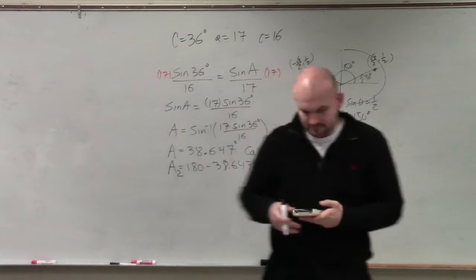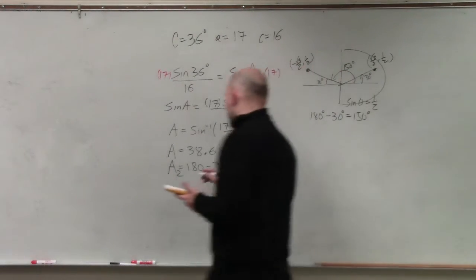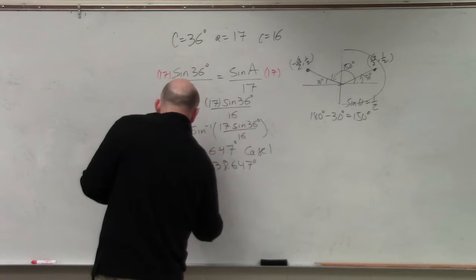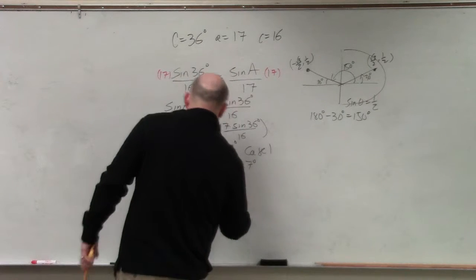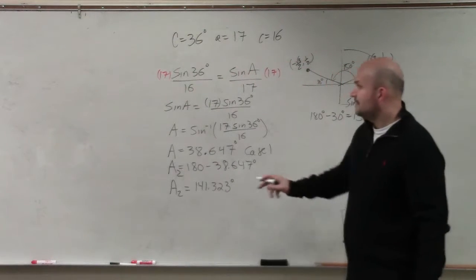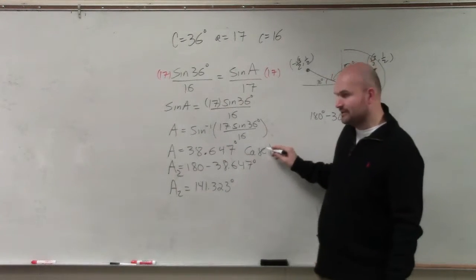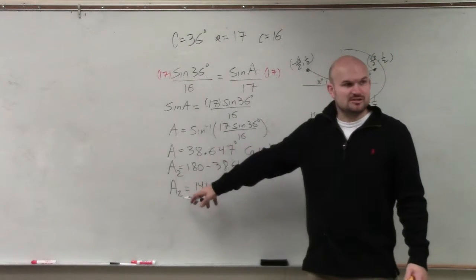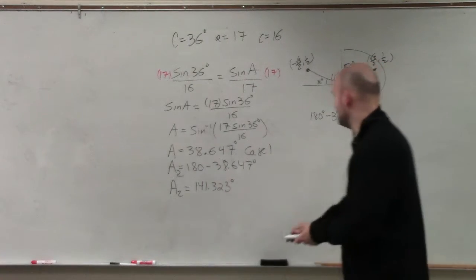So I just do 180 minus my last answer. And I get A2 equals 141.353. Now, is it possible, ladies and gentlemen, for my angle A, it definitely can be this one. Is it possible for it also to be A2? And let's see. How would I know if it's possible to be the A2?